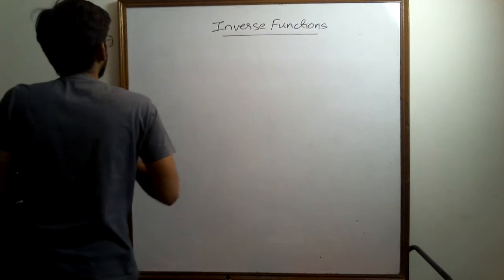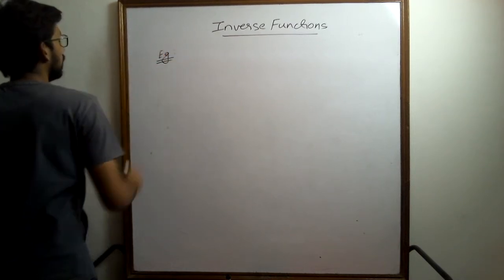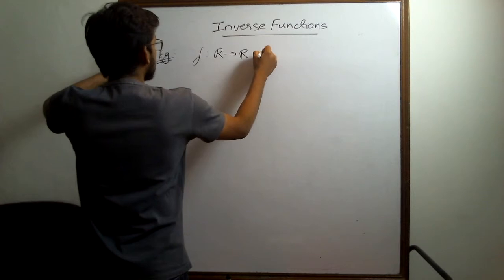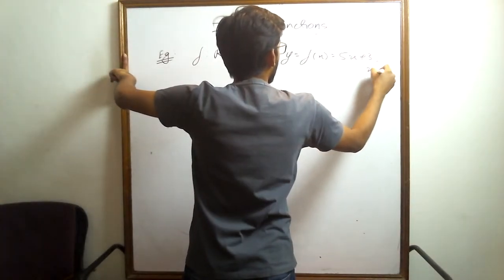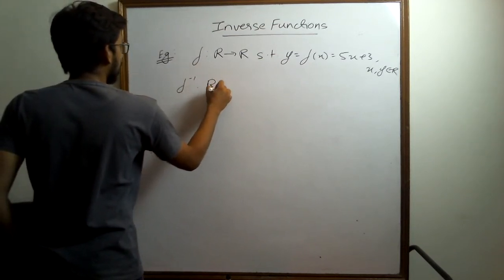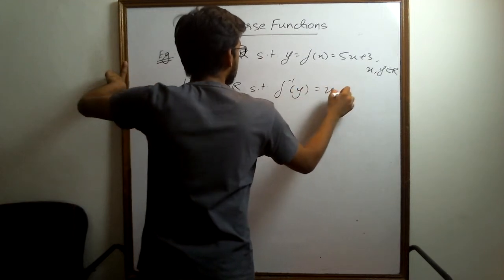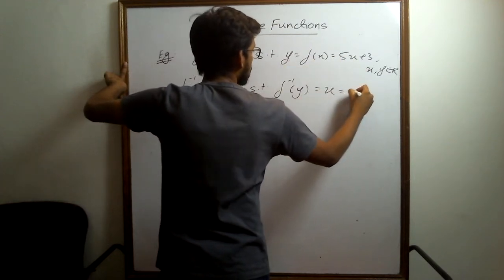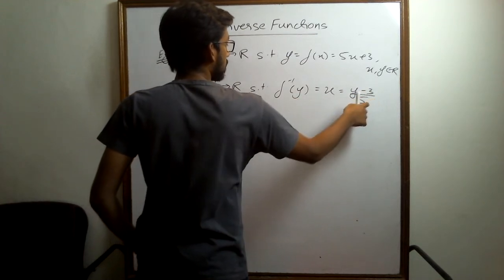Now how do we find the f inverse of a function? Let's take an example. I'm defining a function f from set R to R such that y is equal to f of x, which is equal to 5x plus 3, where x and y belong to R. Then f inverse will be defined from set R to R such that f inverse of y is equal to x. X from here can be written as y minus 3 upon 5. So x is equal to y minus 3 upon 5. So the f inverse function in terms of y is y minus 3 upon 5.